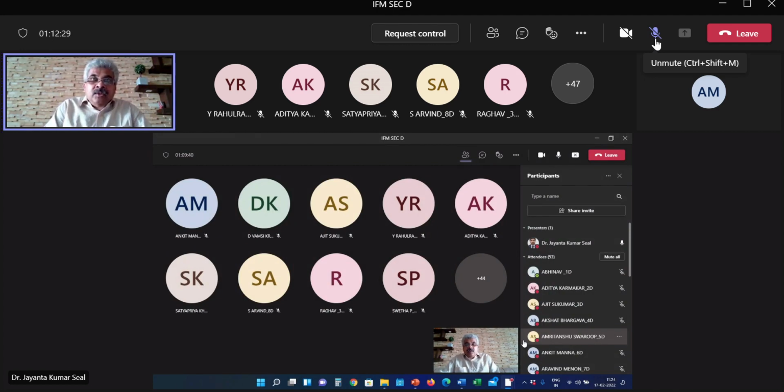Suppose you have 4 members in a group. Suppose 3 members say that member 4 has not worked. Then that member does not get any marks. So it's up to you. We also know that when it is a group assignment, everybody does not work. So that is why this is the thing.